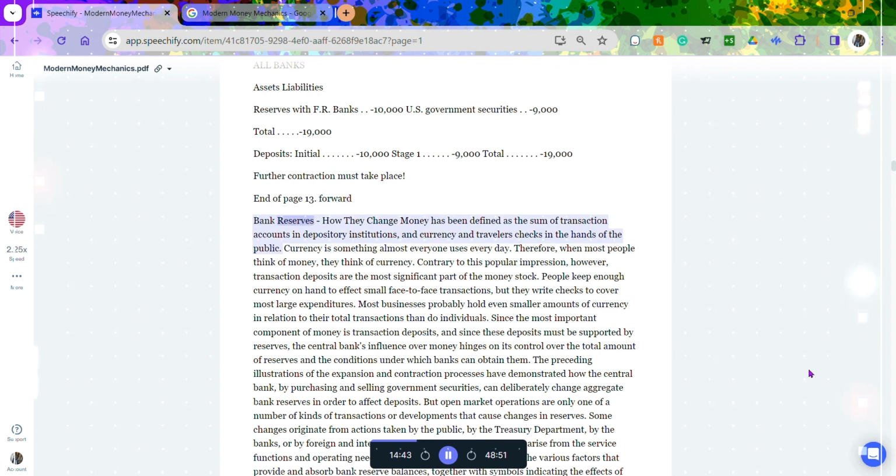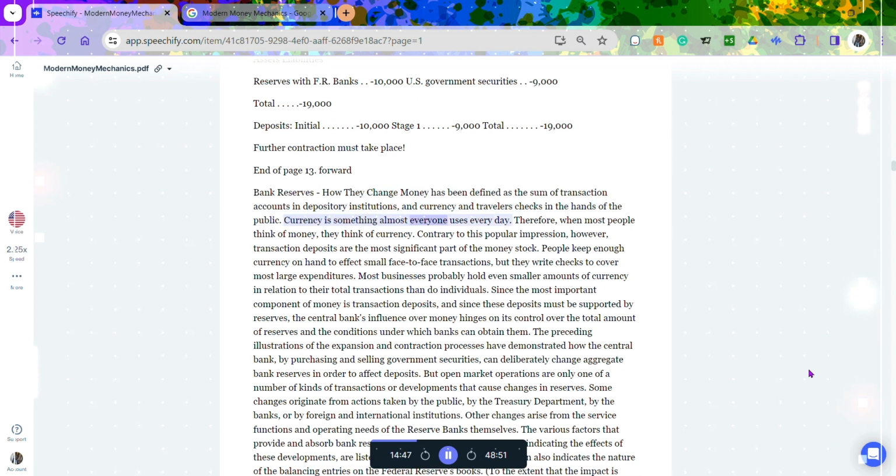Bank reserves, how they change. Money has been defined as the sum of transaction accounts in depository institutions and currency and travelers' checks in the hands of the public. Currency is something almost everyone uses every day. Therefore, when most people think of money, they think of currency.